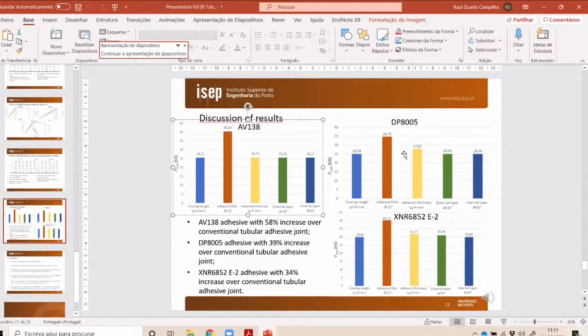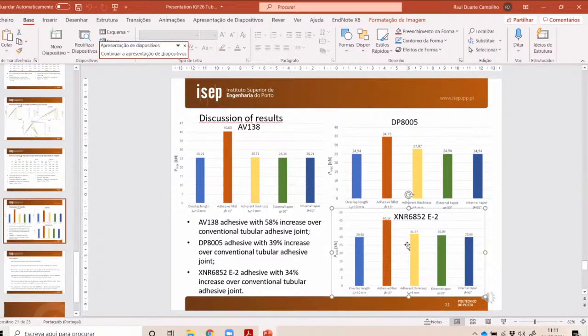For the DP8005, we also had good strength improvements with adhesive fillet and adherent thickness. And finally, for the ductile and tough hybrid adhesive, the XNR6852, we also had a good strength improvement, but in this case, only 34%.